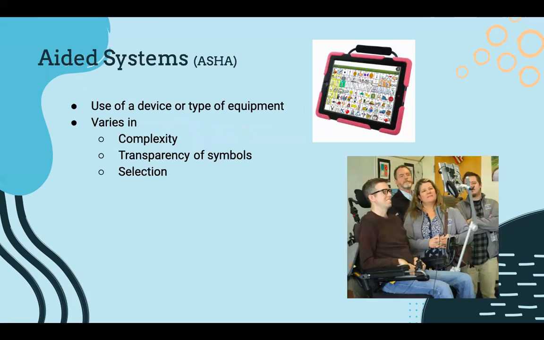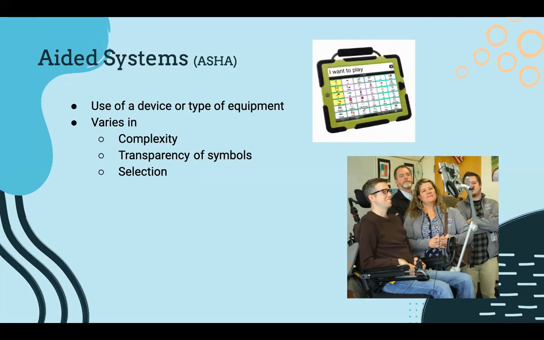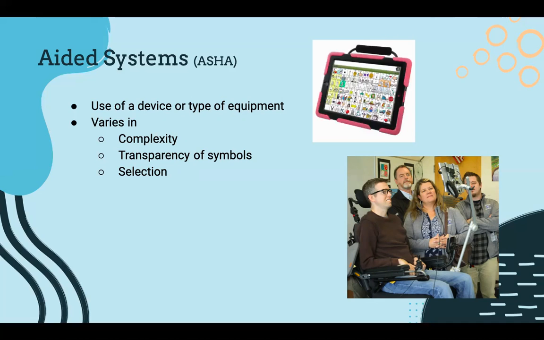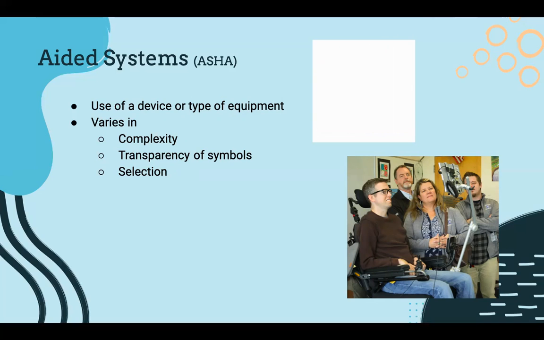The other type of system is the aided systems, where you use some sort of device or equipment to aid or replace communication. They can vary in the complexity, so the amount of technology involved. They range from no-tech, which would be like a word board, to high-tech systems using computer software and usually some sort of speech-generating device. They can vary in the transparency of symbols, and also the selection. They can either be direct or indirect.